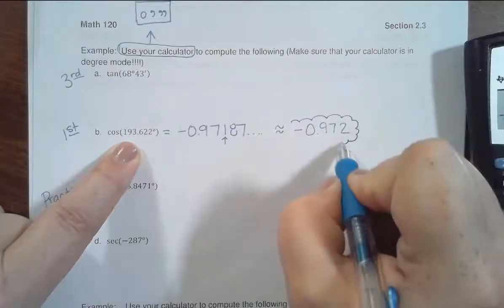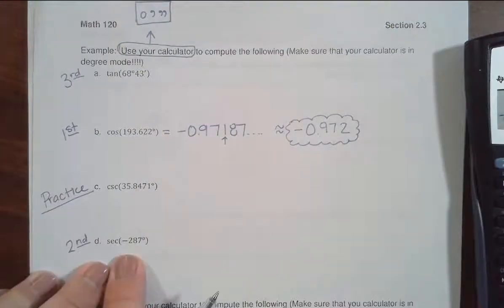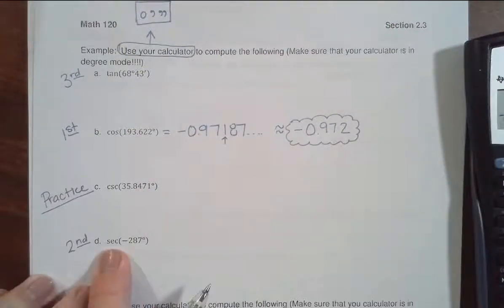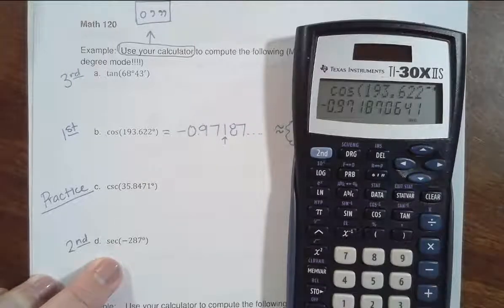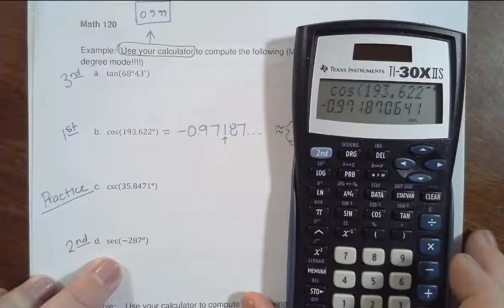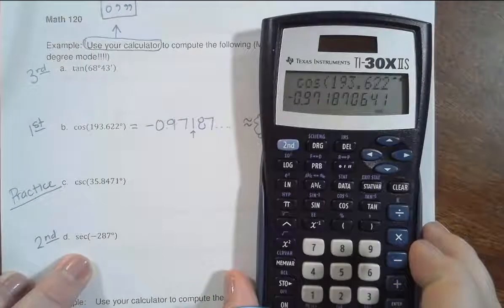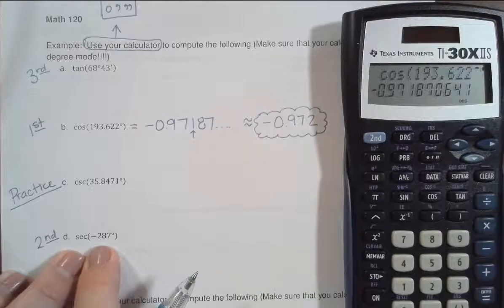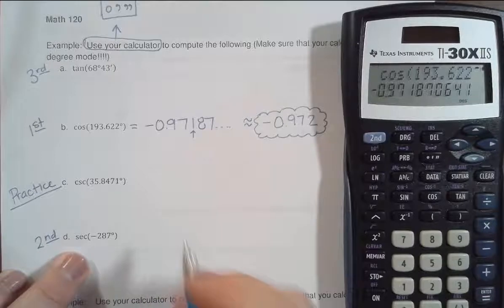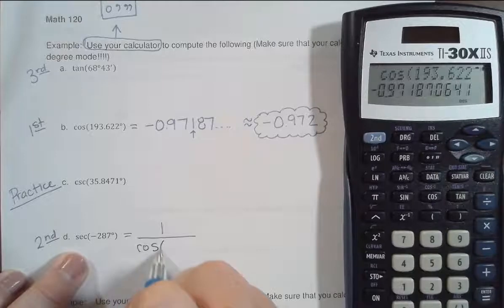All right. Same idea on part D, which I'm going to do second. Now notice this is secant. And if we look at our calculator, we don't have a secant button, right? So we're going to use what we know of our trig functions and how they're related and those inverse identities to be able to simplify this. So we know that secant is the reciprocal of cosine, right? So I could rewrite this as 1 over the cosine of negative 287 degrees, right?